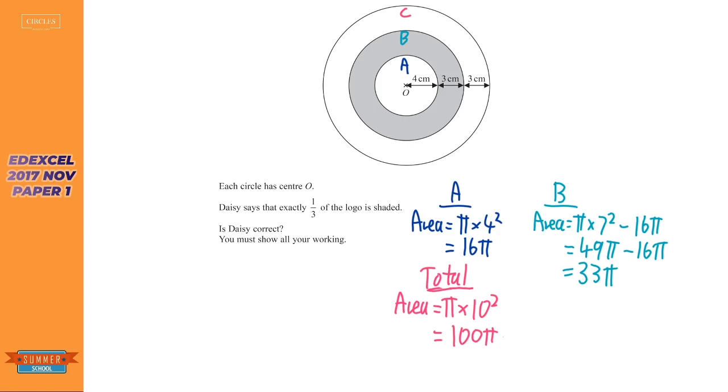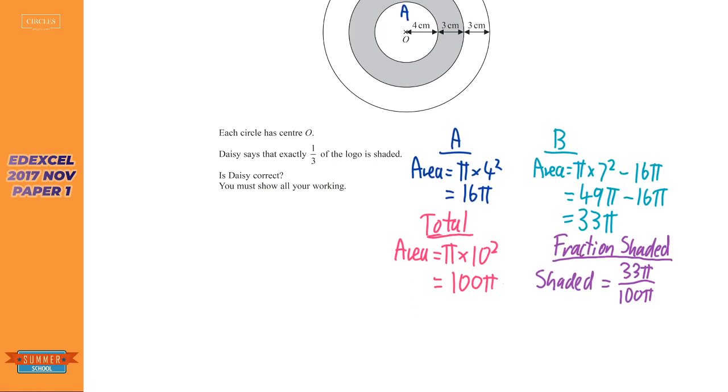Okay, so we now need to work out the fraction shaded. So the fraction shaded equals the bit that's shaded, the bit we're interested in, which is 33 pi, over the total amount, which is 100 pi. Now, something interesting with fractions, as you know, is you can divide top and bottom by the same thing. So we can divide top and bottom here by pi, and it just leaves 33 over 100.